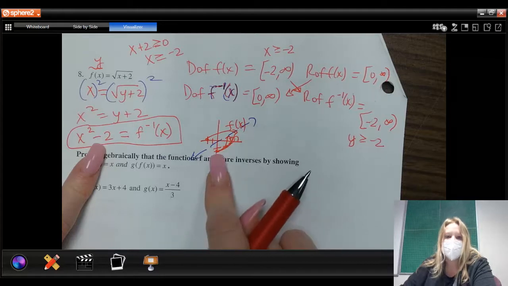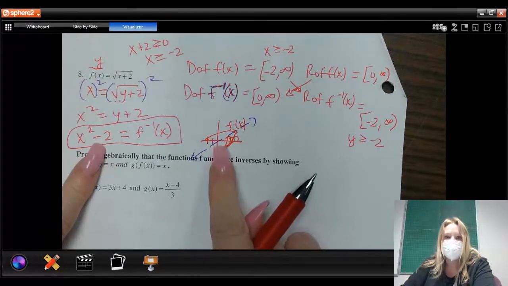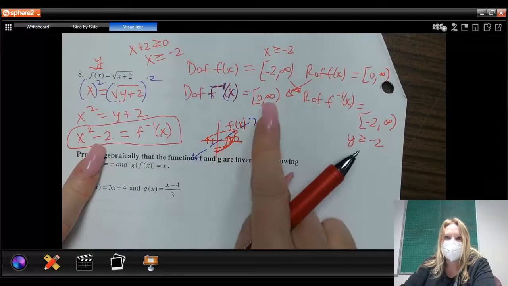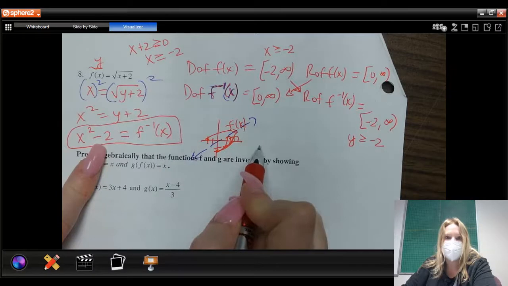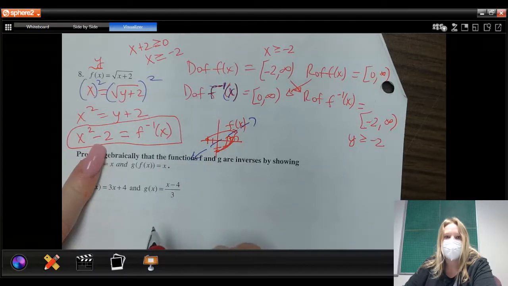So notice my domain here is just 0 to infinity. This graph's going 0 to infinity. So not the entire parabola.